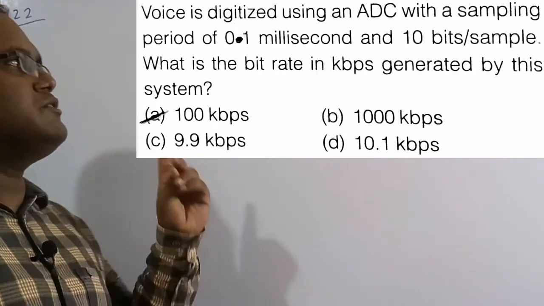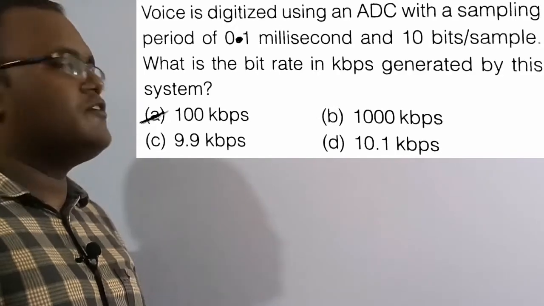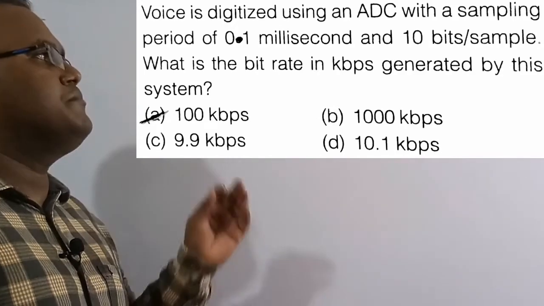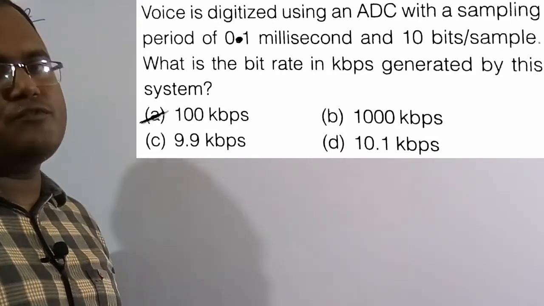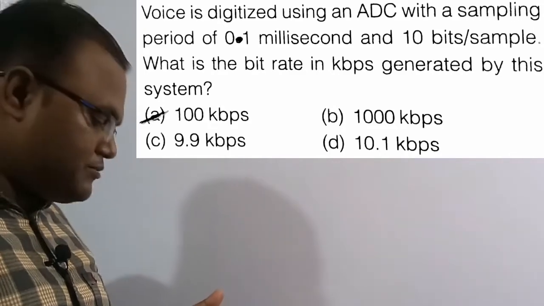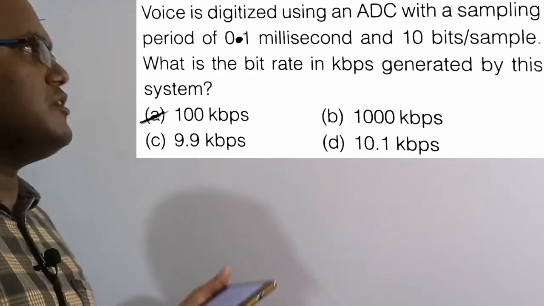For each and every sample, the number of bits we are going to use is 10. Now we need to find the bit rate, which means the number of bits per second, how many bits are being passed, from this system. Out of the four options, option A, 100 kbps, is the correct solution of this question. So let's solve this numerical.